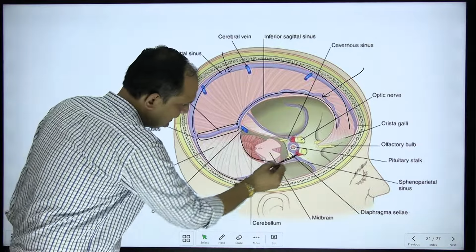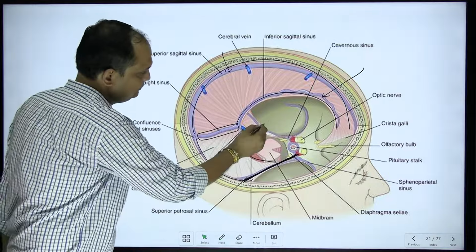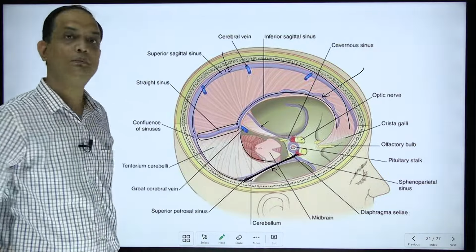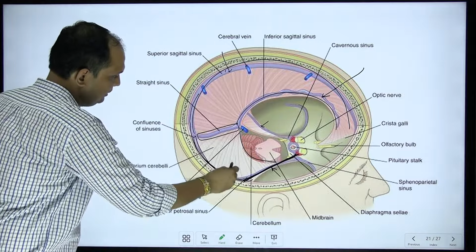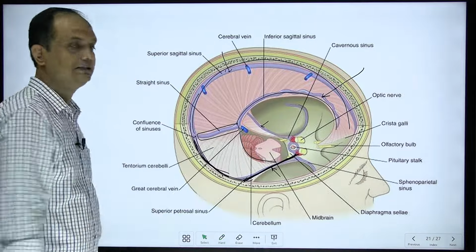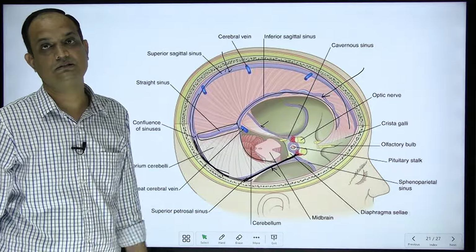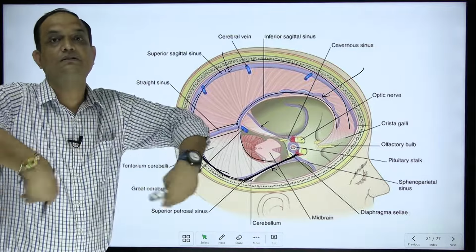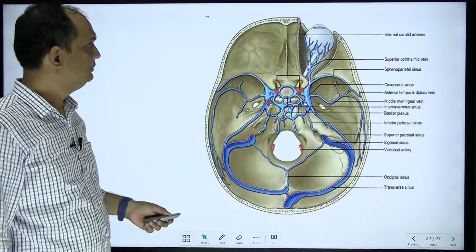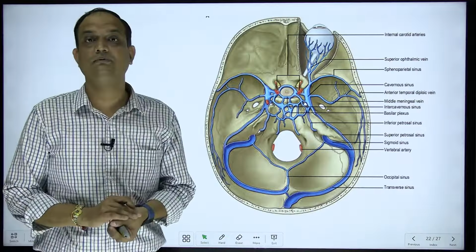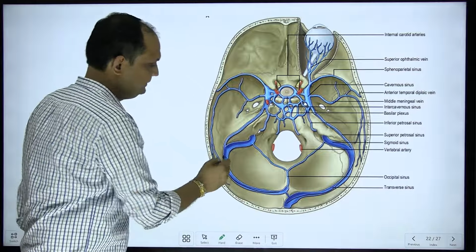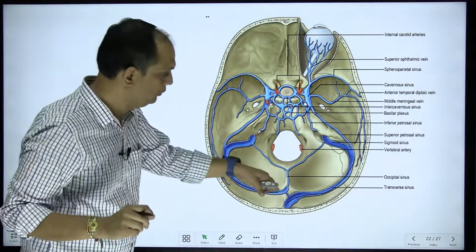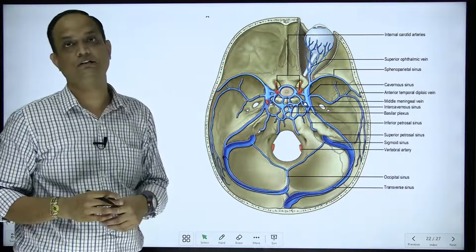Then you have this tentorium cerebelli, this is the attached margin of tentorium cerebelli where you are able to see these blue lines on both the sides, these are the superior petrosal sinus, and this is the posterior attached part, on this side you have the sinus known as transverse sinus. Transverse means horizontally placed, transversely placed sinus. So this is another diagram where you can see that these are the transverse sinus. यहाँ पे अगर आप dry skull को देखते हैं तो आपको groove मिलते हैं, these are known as groove for transverse sinus.